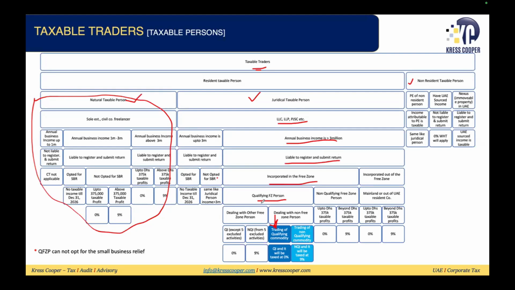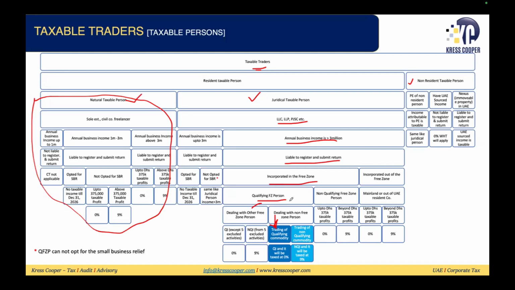This qualifying free zone person dealing with another free zone person, we have already discussed the possibilities that they will be generating income from B2B. If they are generating B2C, it will be subject to tax. B2B will be considered qualifying income, provided all other conditions for the qualifying free zone person trader are being fulfilled.